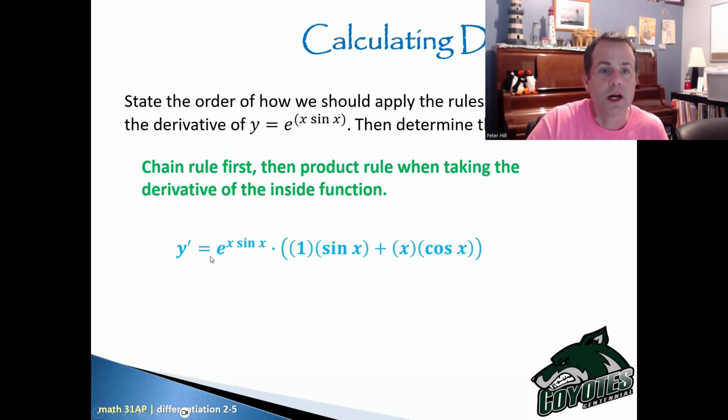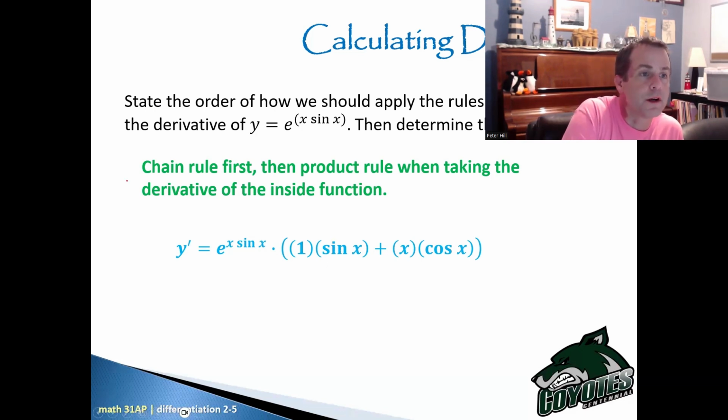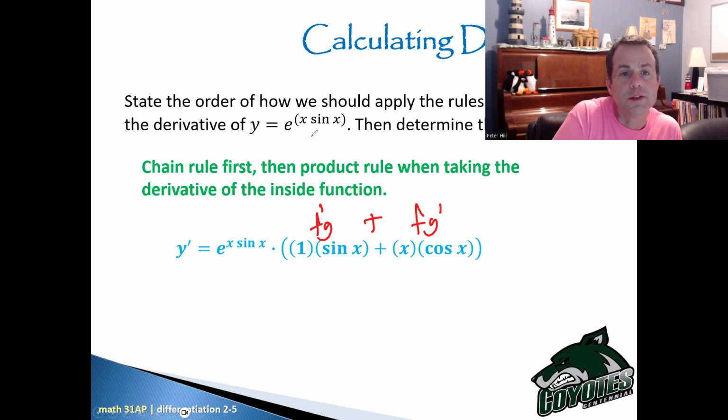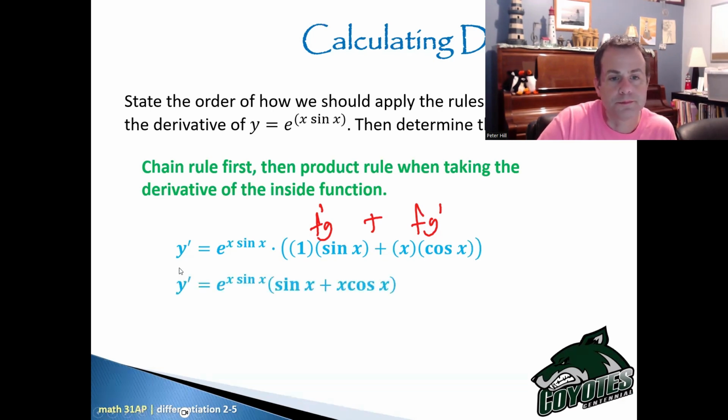So here we go. Here is the chain rule: e to the something, the derivative of that is e to the something, times the derivative of the inside function. Well, remember, the derivative of the inside function would be f prime g plus f g prime, with derivatives on the outside. So the derivative of x is 1 times sine x plus x times the derivative of sine x, which is cos x. That leaves me with e to the x times (sine x plus x cos x), and that's as simple as we can make it.